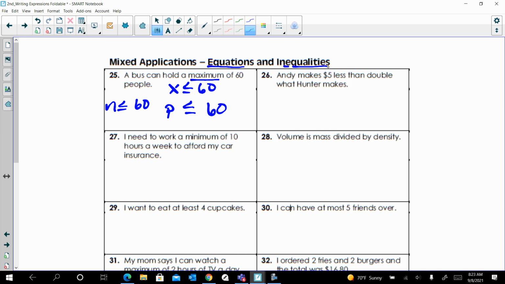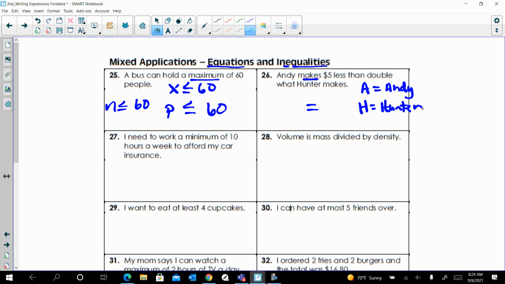So it says Andy makes 5 less than double what Hunter makes. Because we're talking about what Andy makes, that's an equal. Okay. What I'm going to say is, because we don't know what Andy makes, and we don't know what Hunter makes, I'm just going to say my A represents Andy, just so you know, and my H represents Hunter.